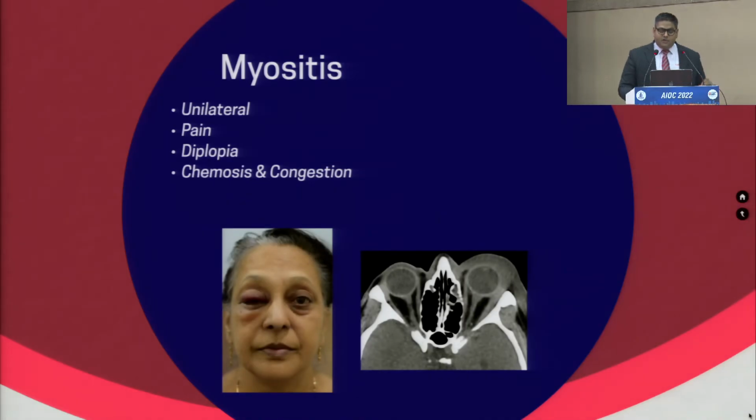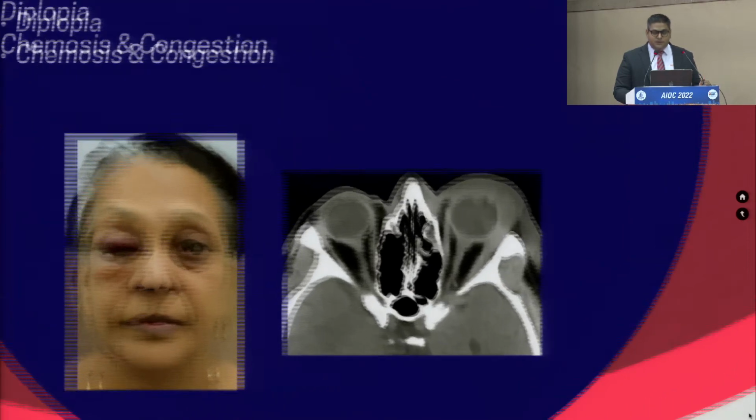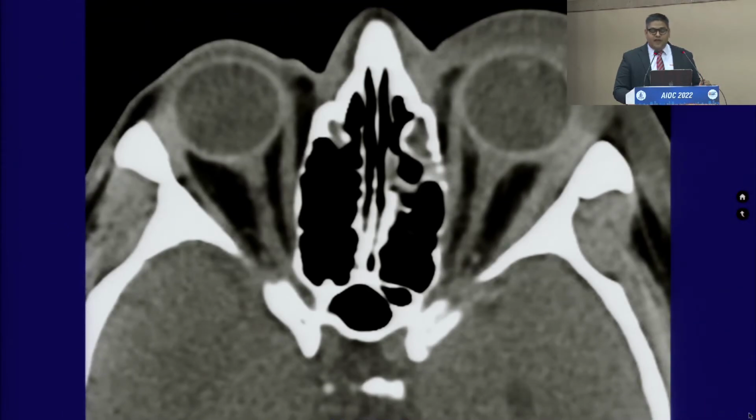The next is myositis. As you can see, this is a far more angry looking eye than the previous patient. This is typically unilateral and is associated with pain, and not just pain along with movement. As pain with movement and inflammatory changes cause restriction of movement, the patients often have diplopia. Congestion and chemosis are common along with the myositis. As you can see in this patient, she is presenting with severe chemosis, and the extraocular muscles are enlarged. And on imaging, you can see diffuse inflammatory changes all around.